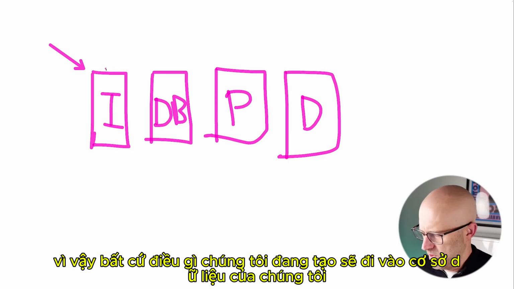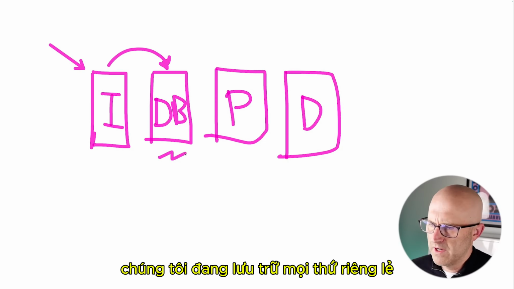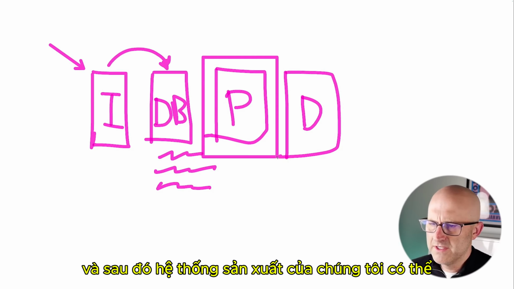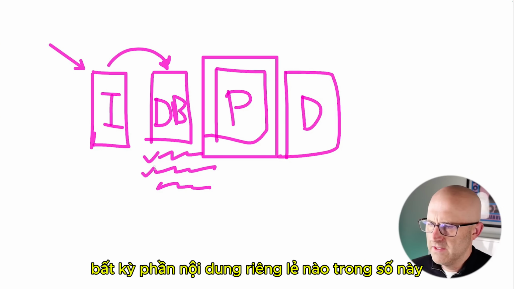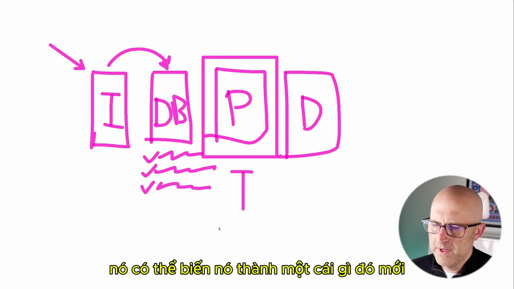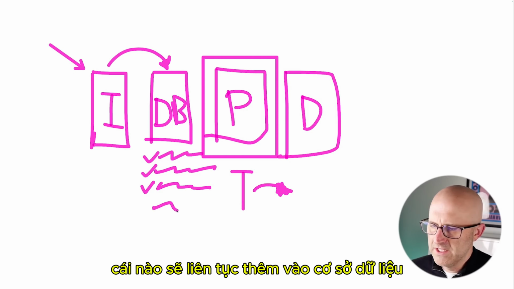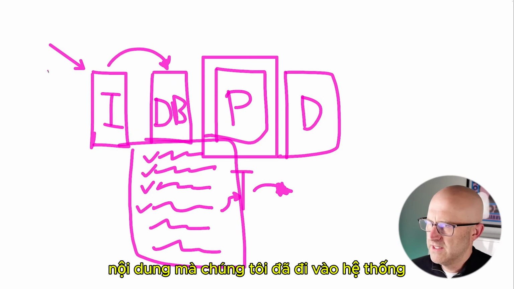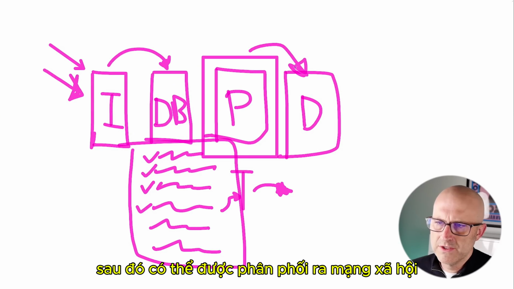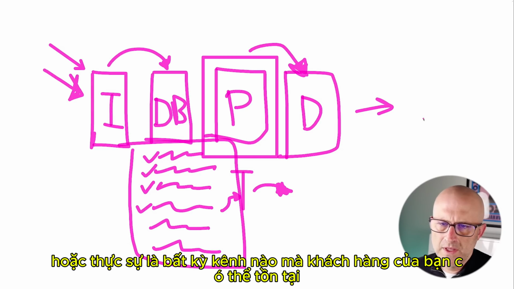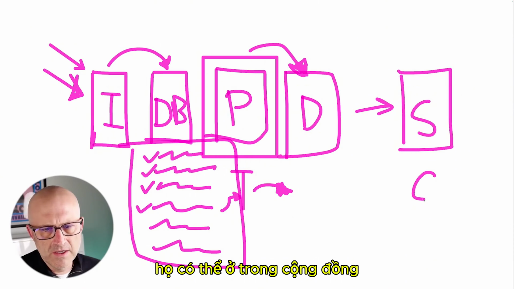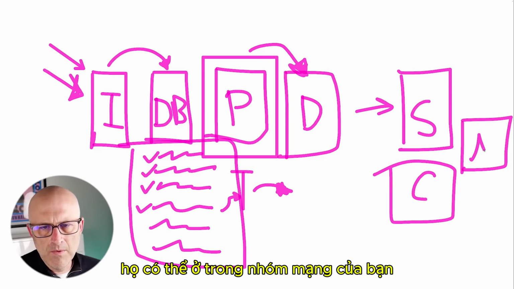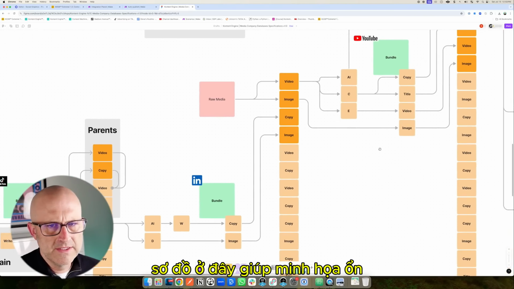So whatever we're creating will come into our database where we're storing everything individually, and then our production system is able to take any of these individual pieces of content and transform it into something new, which is going to continually add to the database, which of course can be transformed into something new again, which is going to multiply that source content that we have coming into the system, which can then be distributed out to social media or really any channel where your customers might exist. They could even be on a Slack channel, they could be in communities, they could be in your networking group. And that's really what this diagram here is helping illustrate.